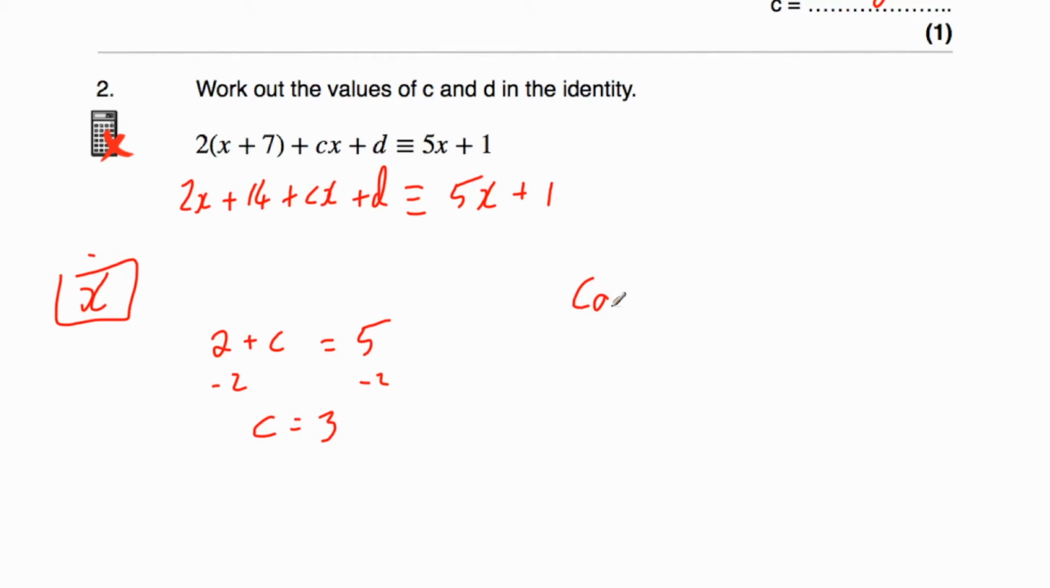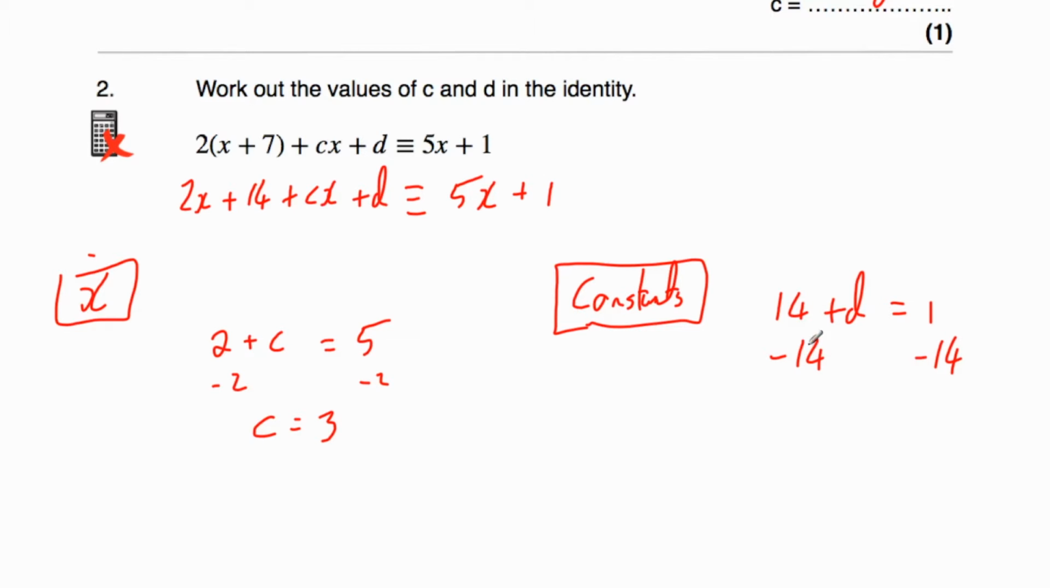Now let's look at our constants, our numbers. On the left hand side, we've got 14 plus d, and on the right hand side, we've got 1, so it's going to be equal to 1. So let's find the value for d which would make this work. We want d on its own, so let's take away 14 and take away 14. On our left hand side, we'll be left with d. On our right hand side, we had 1, and taking away 14, it's going to be minus 13. So if d was minus 13, then 14 take away 13 is equal to 1.